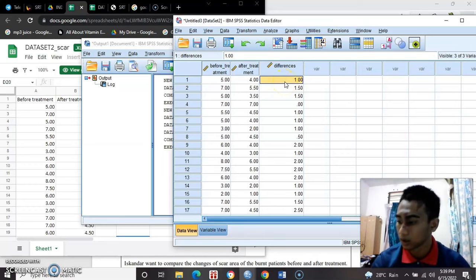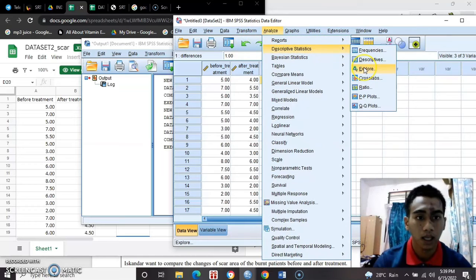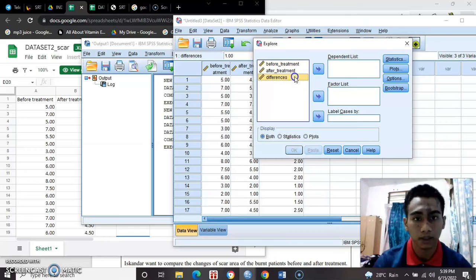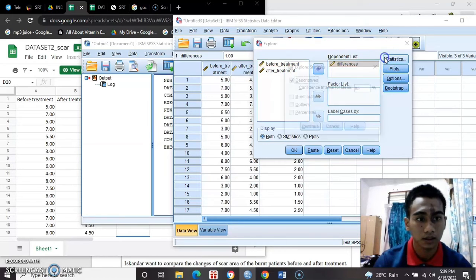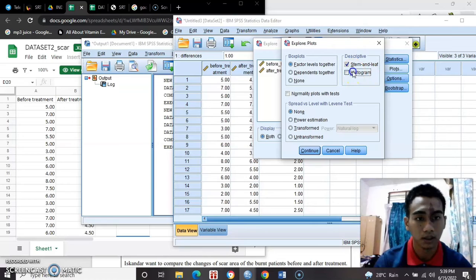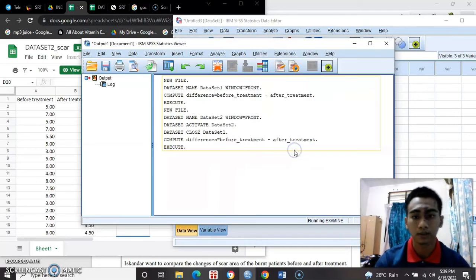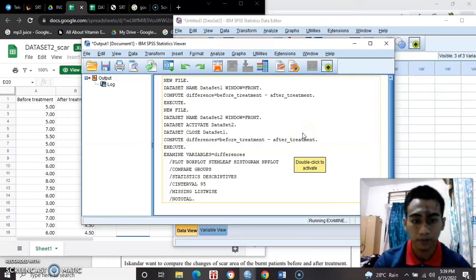So next, we want to find the test of normality. So we go to analyze, go to descriptive statistics, and we go to explore, and we just put the difference in the dependent list. The statistics confidence interval must be 95%, and the plots are the histogram and normality plots with tests. So click continue and click OK, and we wait for the output.